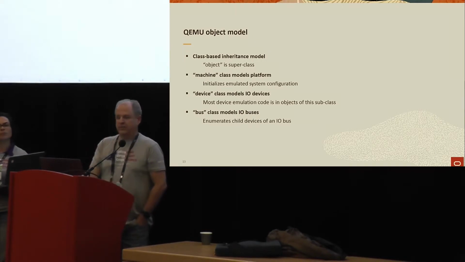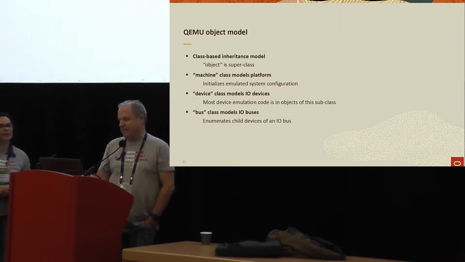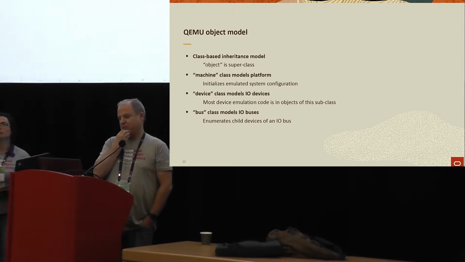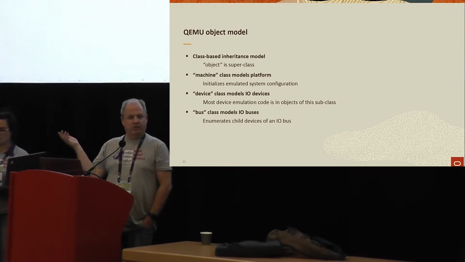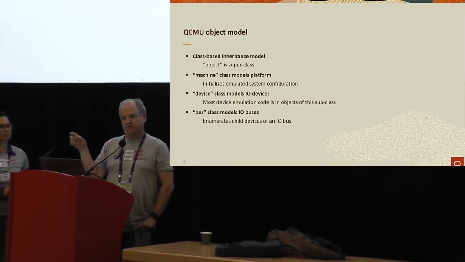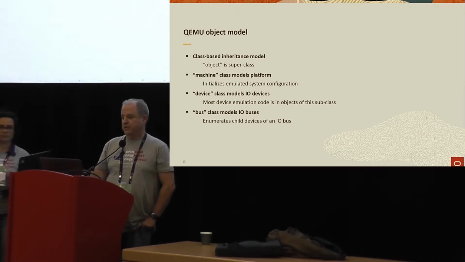So a little bit about the QEMU object model. This is probably a review for almost everybody here, but the three main class models that we are playing with are, first, the machine class model, which models the platform, the onboard devices. It assembles the onboard devices and creates the objects that handle things like interrupts.